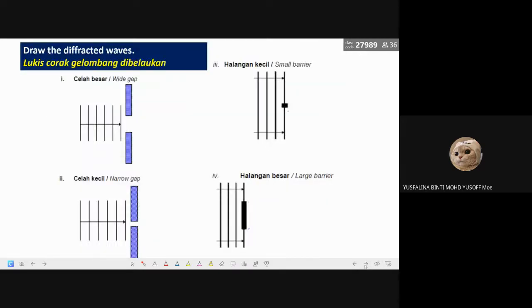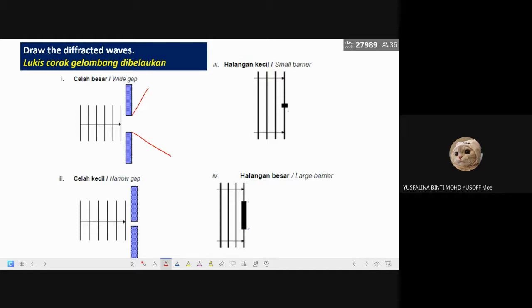This one you have to draw. We have to draw the diffracted wave. What is the difference when it passes through the wide gap and the narrow gap, and what is the difference when it passes through the small barrier and the large barrier? For the wide gap, the first thing you have to do is draw this line first. When you pass through the wide gap, of course the effect of the diffraction will become less obvious.